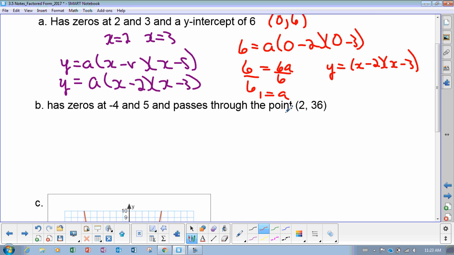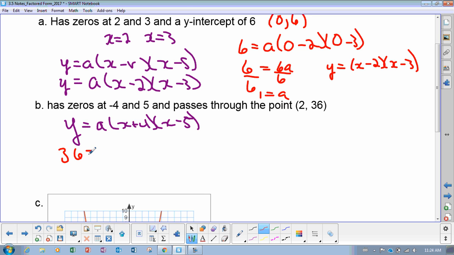So we're going to do the same exact thing in the next example, just using different numbers. So I'm going to start with y equals a. So this is negative 4. So in here it's going to be x plus 4. And then we have x minus 5. That's a 5, not a 3. So from there, I need to figure out what a is. So that's where the point comes into play.